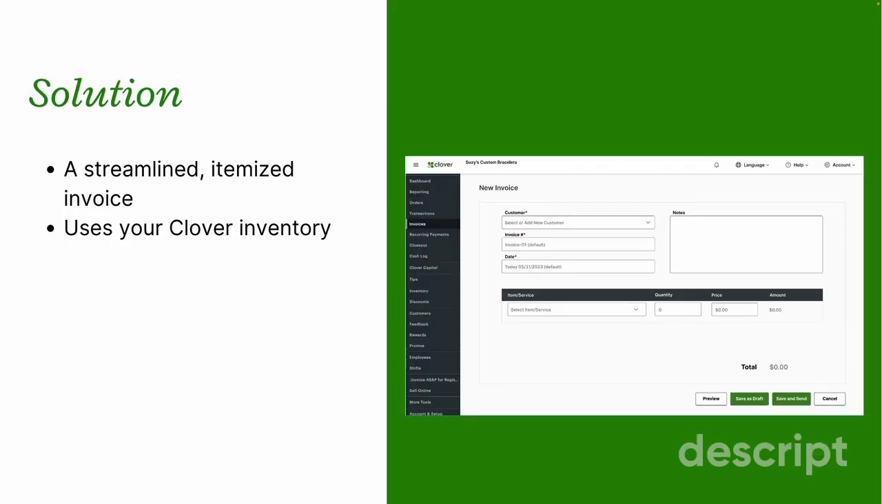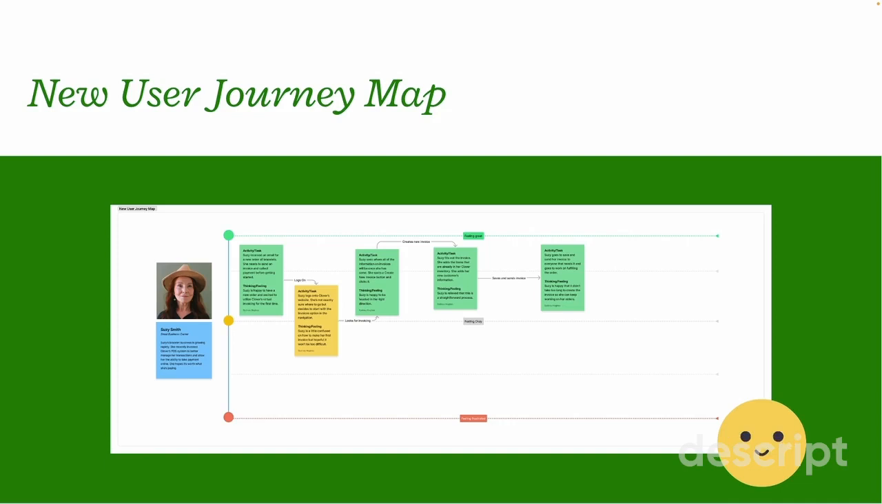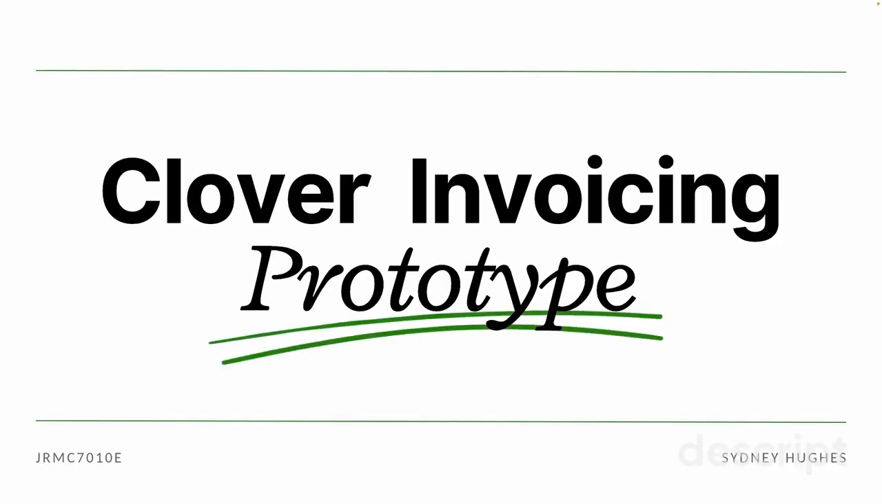My solution was a streamlined, itemized invoicing experience. I reviewed the flow and information used by a few other invoicing softwares like Square, Zoho, and Invoice ASAP. From there, I made a list of what the must-haves were and built out a prototype in Figma. After implementing all of my changes, I followed my hypothetical user through her journey yet again. This time, there were a lot more positive experiences than negative ones. Now I'll show you my prototype and point out some of the key elements I included.